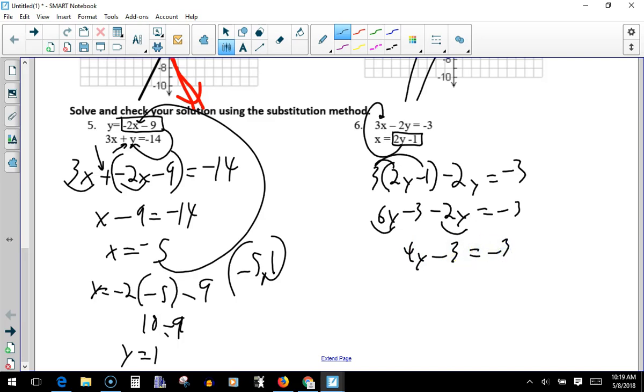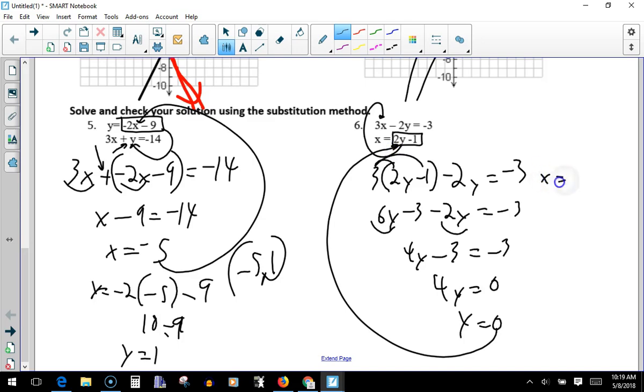I'm going to move the 3 over by addition and get 4y equals 0, so y equals 0. Now again, I can plug the 0 in anywhere I want, but it's going to be a little bit faster to plug it in right here because it's already solved for x. So x equals 2 times 0 minus 1. X is negative 1. So my answer is negative 1, comma 0, and I just write it as an ordered pair.